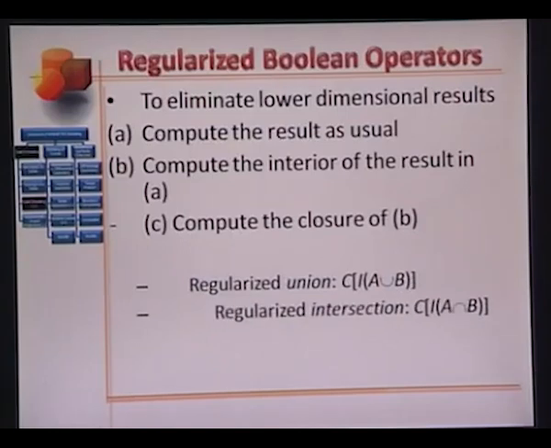Likewise, a regularized intersection operation will look something like this. We perform raw intersection between the two solids. We compute the interior of this result, and then we perform the closure operation. Here, we perform the union between the interior of A intersection B and the boundary of A intersection B.